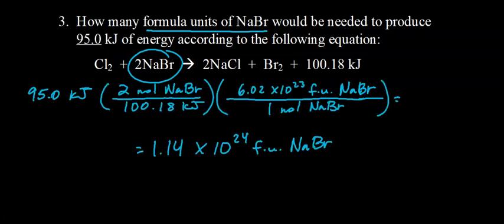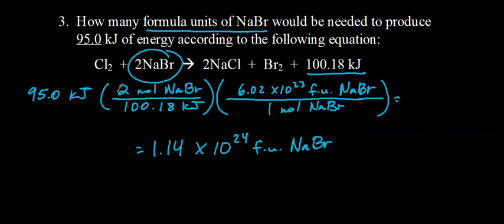So take a look at our first conversion factor. Again, very, very important, easy to miss. A lot of times students will just automatically put 1 mole in that conversion factor. So you've got to know this is relative to the amounts of each of the substances involved in the reaction according to the balanced equation. So 100.18 kilojoules of energy is released per every 2 moles of sodium bromide that reacts. So we need a 2 there.